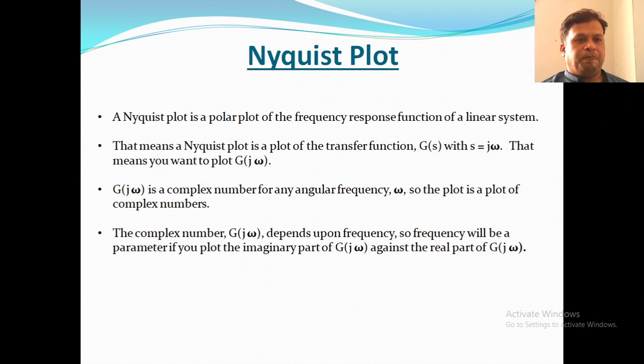So a Nyquist plot is a polar plot of the frequency response function of a linear system. That means a Nyquist plot is a plot of a transfer function G(s) with s equal to j omega. That means you want to plot G(j omega). G(j omega) is a complex number for any angular frequency omega, so the plot is a plot of complex numbers. The complex number G(j omega) depends upon frequency, so frequency will be a parameter if you plot the imaginary part of G(j omega) against the real part of G(j omega).